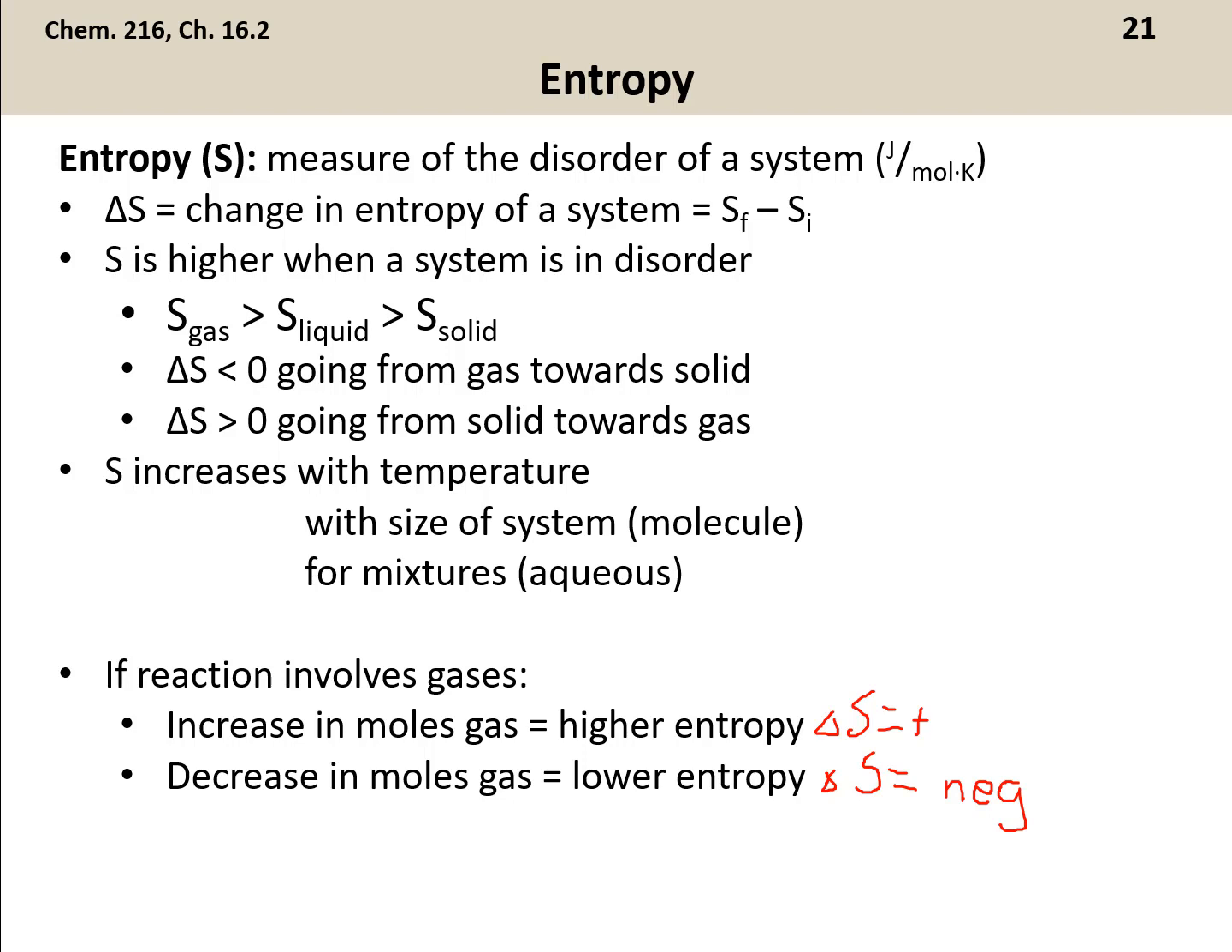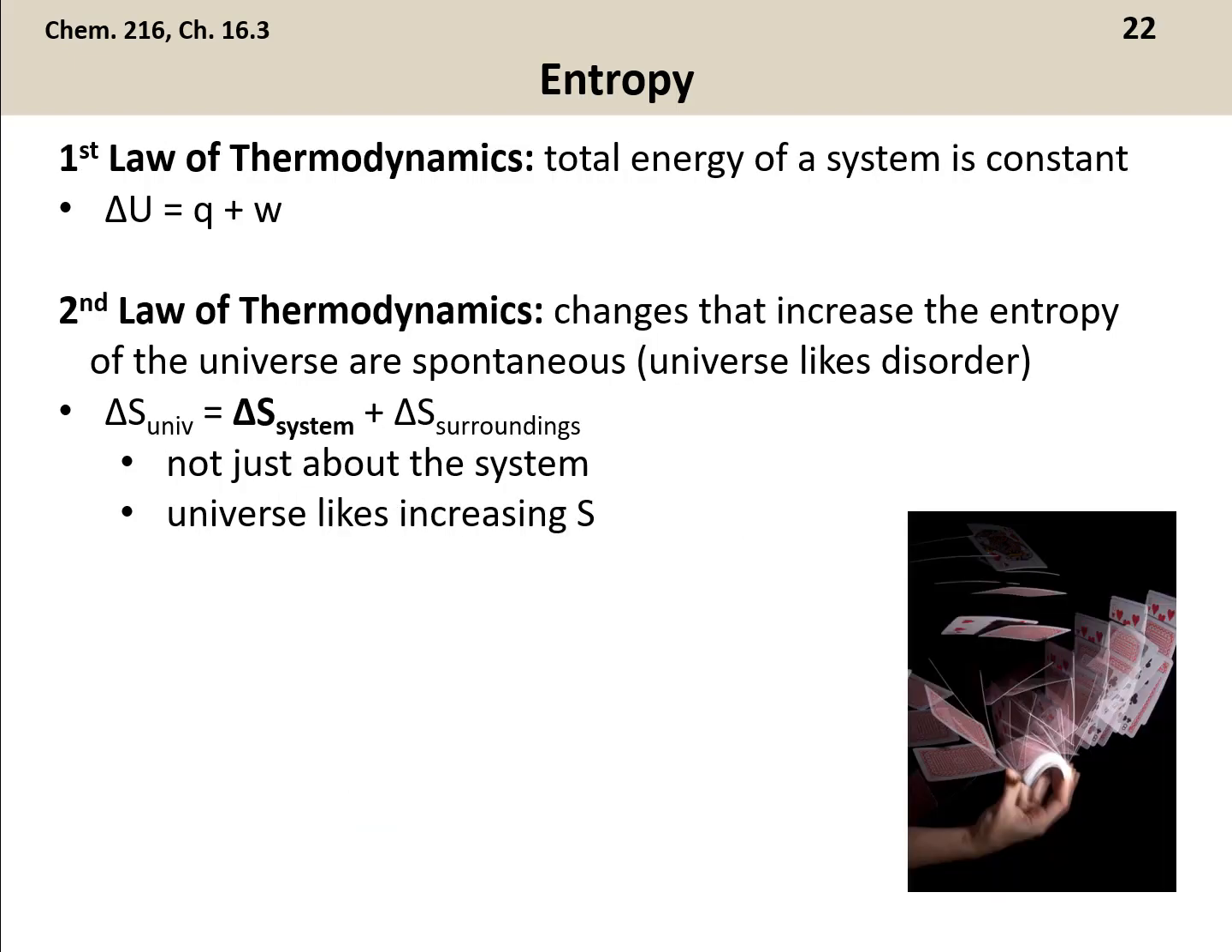You're going to do a homework problem where you're going to have to figure out delta N. This is the number of moles of gas. So we are only looking at the number of moles of gas, not the total number of moles. All right, so that's it for entropy, predicting this sign.